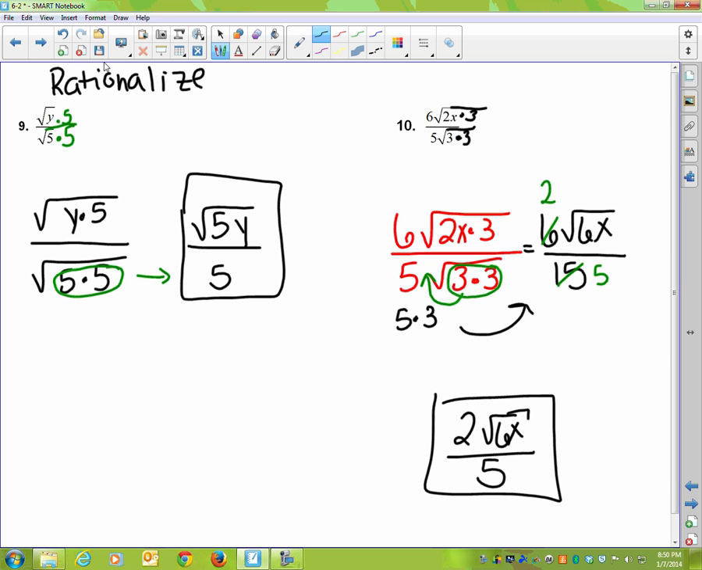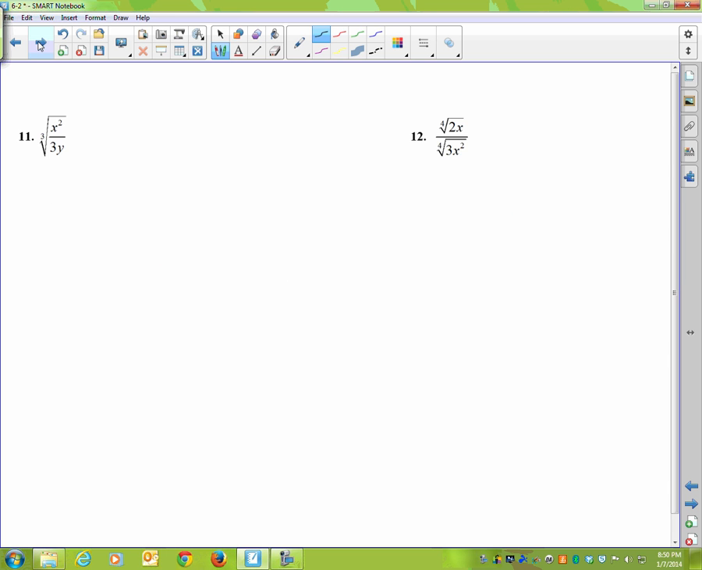So let's try one more. We'll do one more together and then let you try number 12. On number 11, I'm dealing with a cube root, so I need groups of 3 to pull out of the radical.